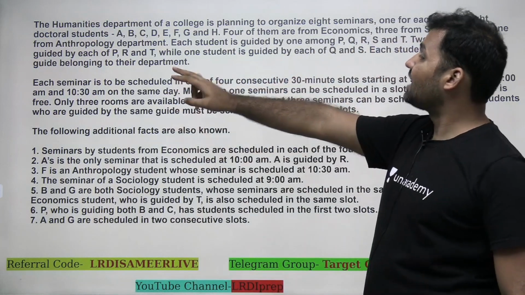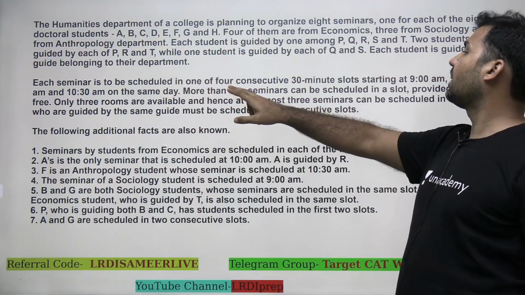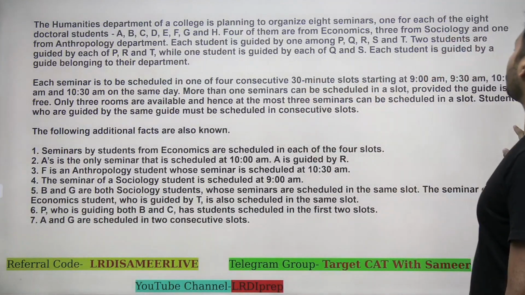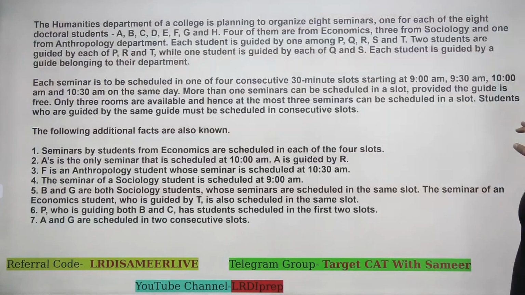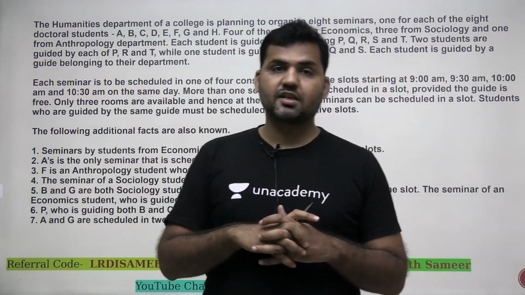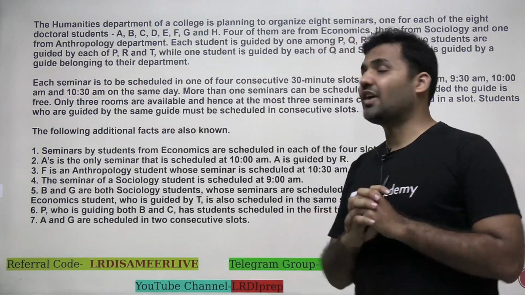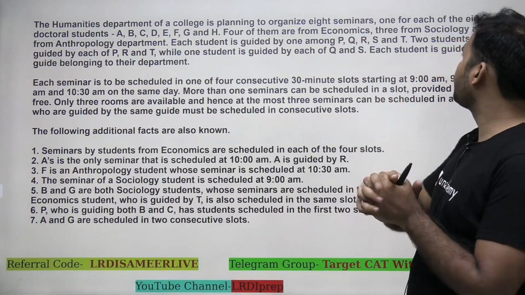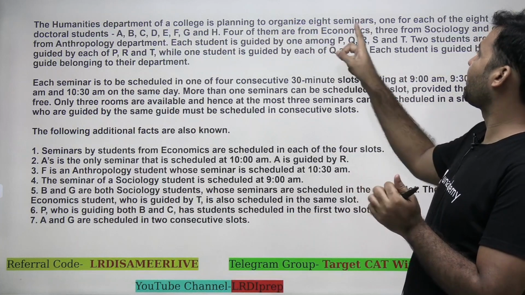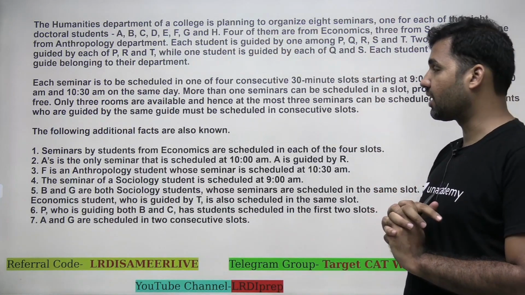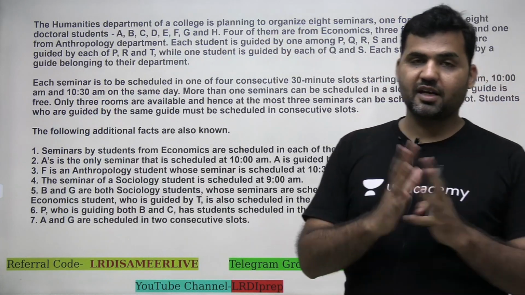Now, each seminar is supposed to be scheduled in one of the 4 consecutive 30-minute slots starting at 9 a.m., 9:30 a.m., 10 a.m., and 10:30 a.m. So we have 4 slots, 8 students, 5 professors. And 4 of the students are from economics, 3 from sociology, and 1 from anthropology department. So you need to make a table, guys, right?